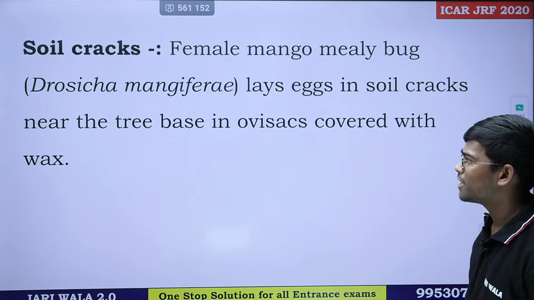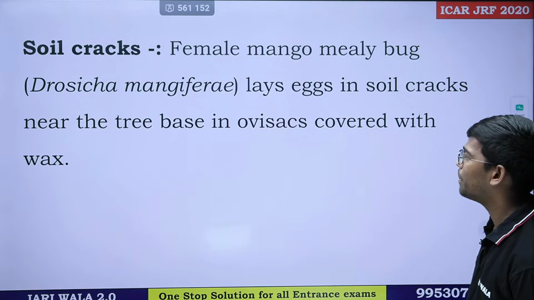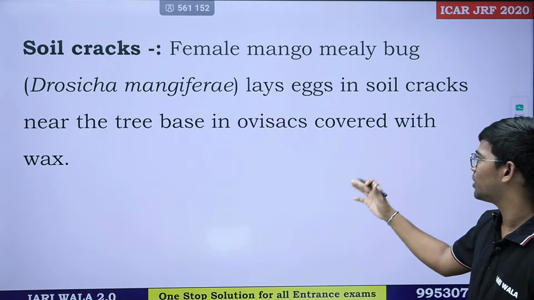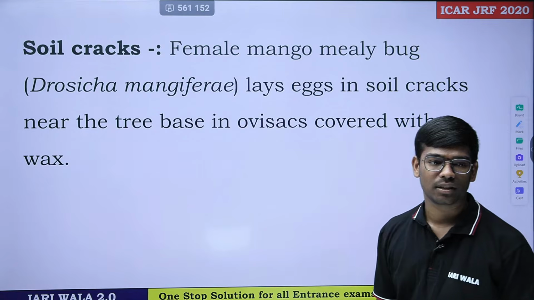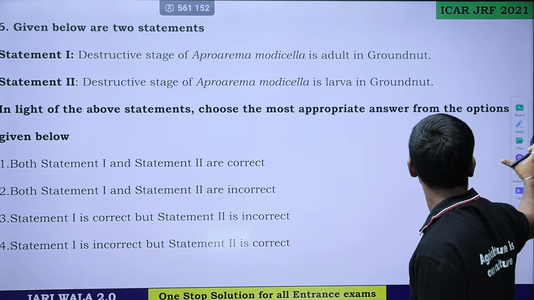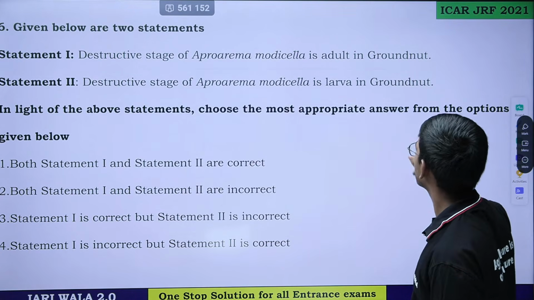So explanation: soil cracks. The female mango mealybug Drosicha mangiferae lays eggs in the soil cracks near the tree base in ovisacs covered with wax, the peculiar character. So here we are having the pest from soybean.